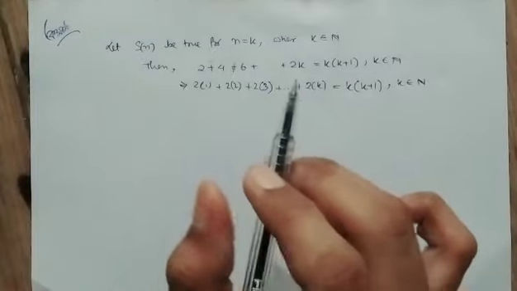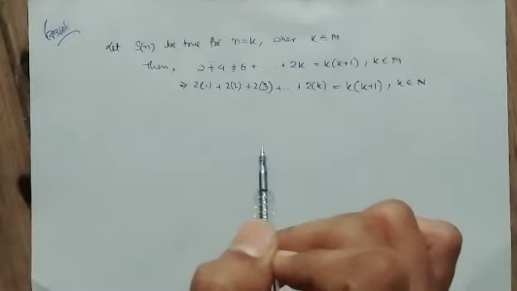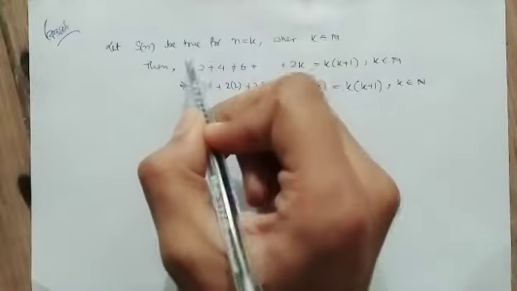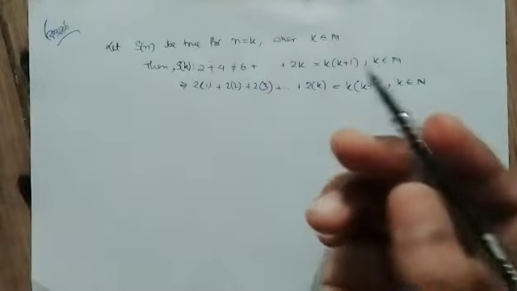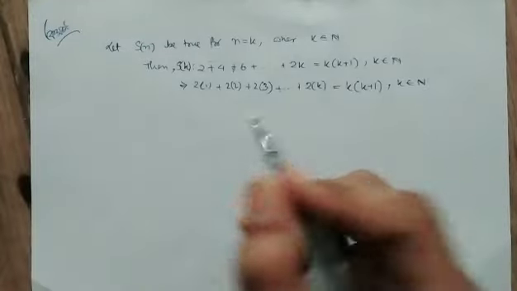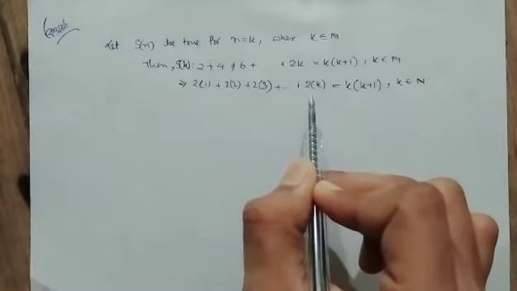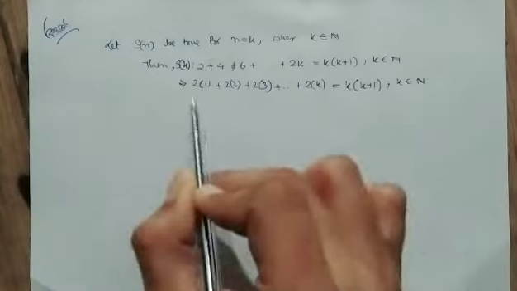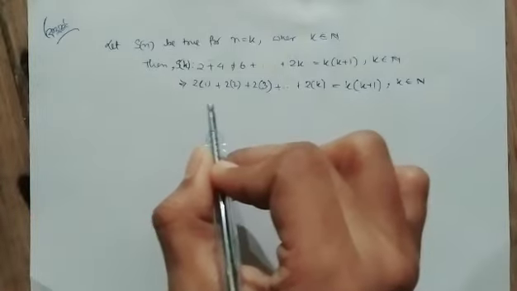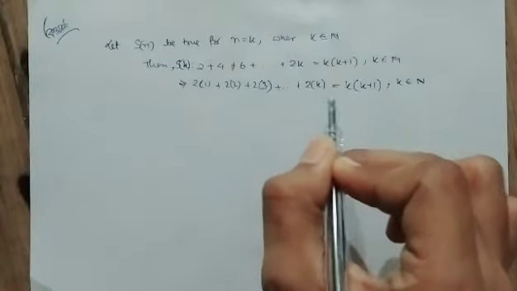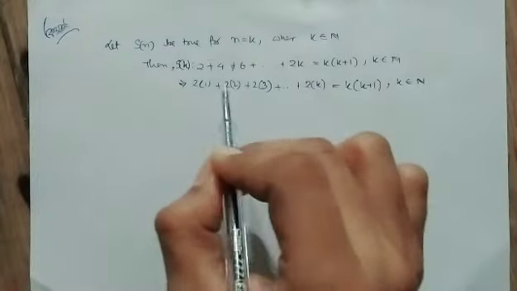So what must we do so that this statement becomes Sk+1? This is Sk, right? So what we need to do is make this statement become Sk+1. If we add 2(k+1) to this part, then this statement will become Sk+1, right? So we will add 2 into (k+1) on both sides, so that this statement becomes Sk+1.